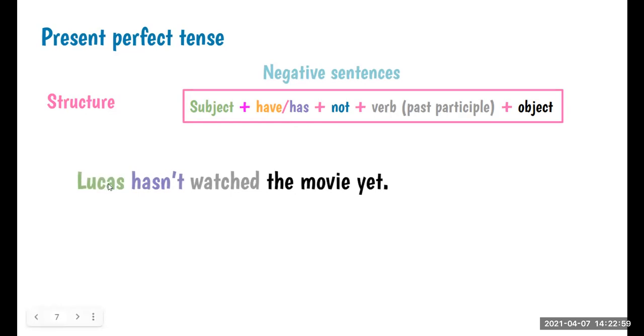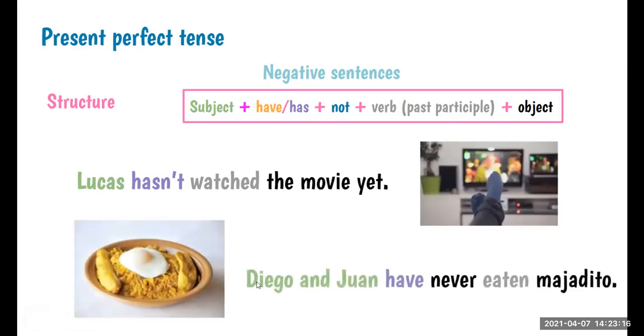For example, Lucas hasn't watched the movie yet. Okay, as you can see, we have hasn't, has not, but we contract this auxiliary verb, okay? Here we have another one. Diego and Juan have never eaten majadito. As you can see, this is the second way in which you can form the negative sentences for the present perfect. We use have and never. Have never eaten majadito. Okay, en lugar de utilizar not, utilizamos never. Okay?